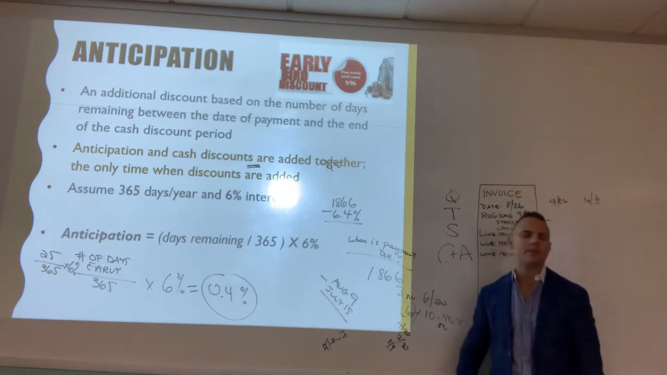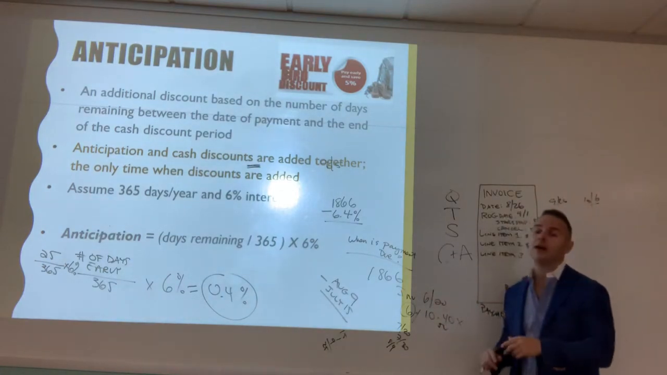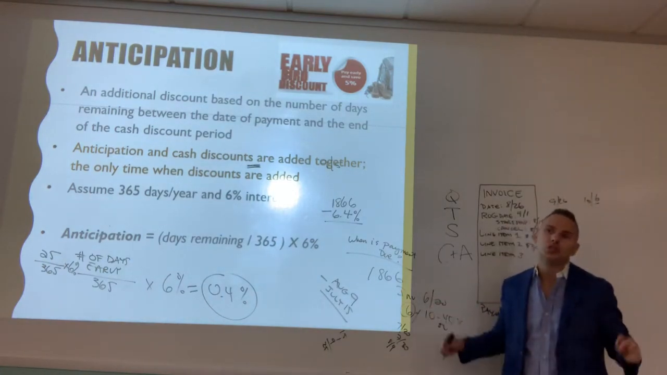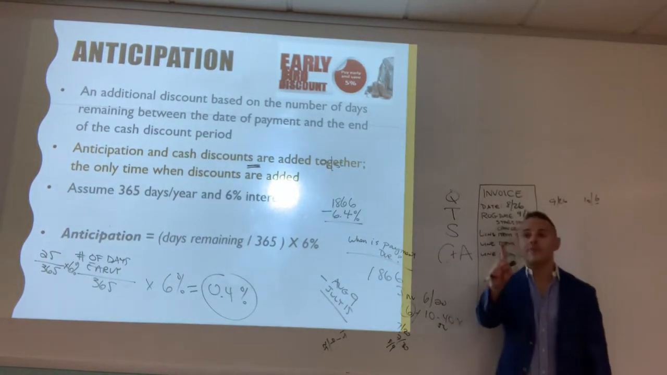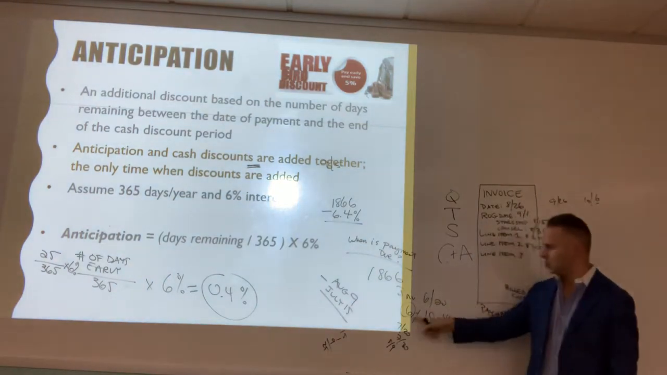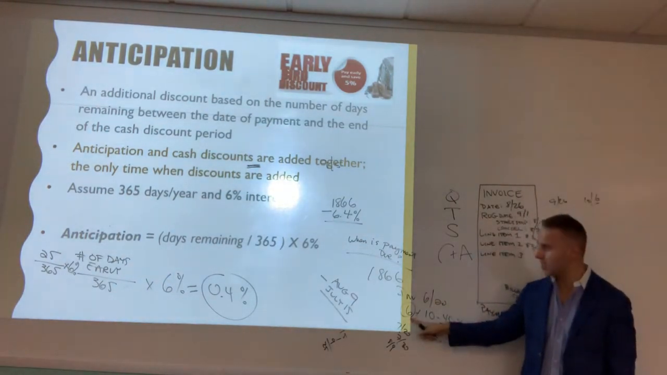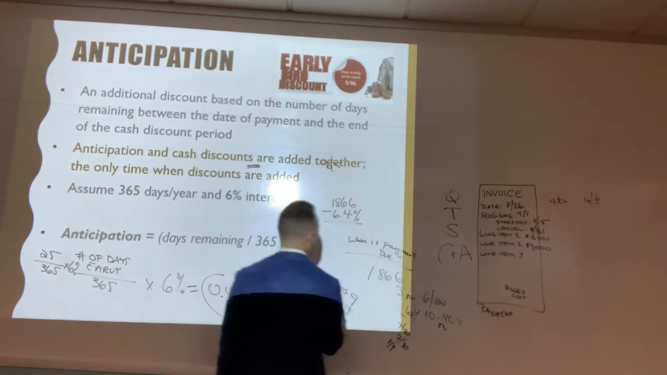Nope. It could be 2, it could be 3, it could be 4, it could be 10. It's going to depend on every vendor's generosity. Just add that to your answer: yes, if anticipation is permitted and if you paid early. So that's your 6, that's your cash discount, and that's your 0.4, that's your anticipation discount. Okay, solve it for me.